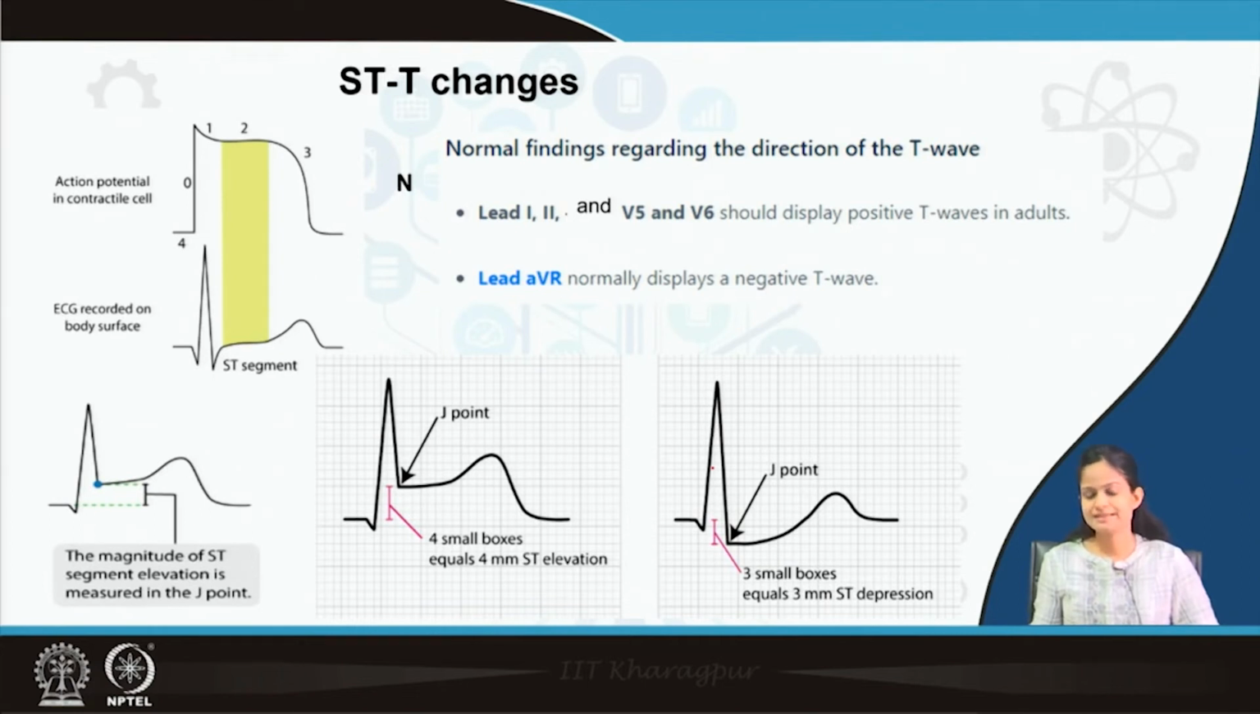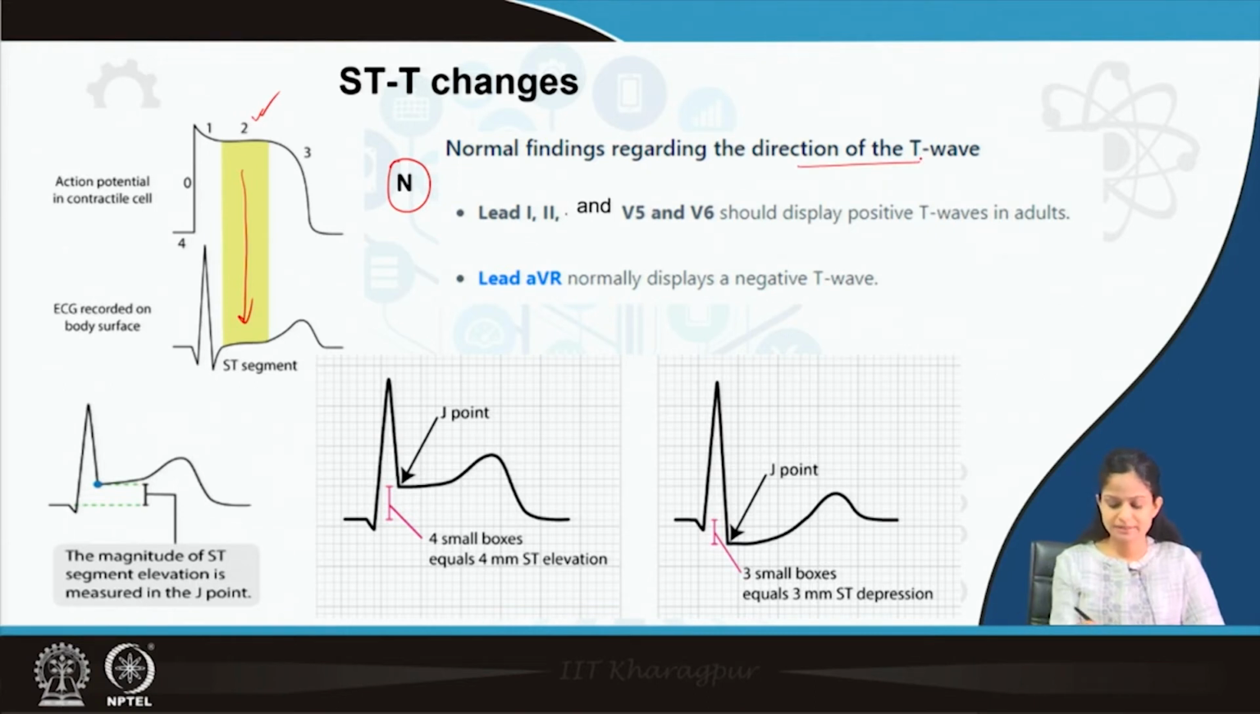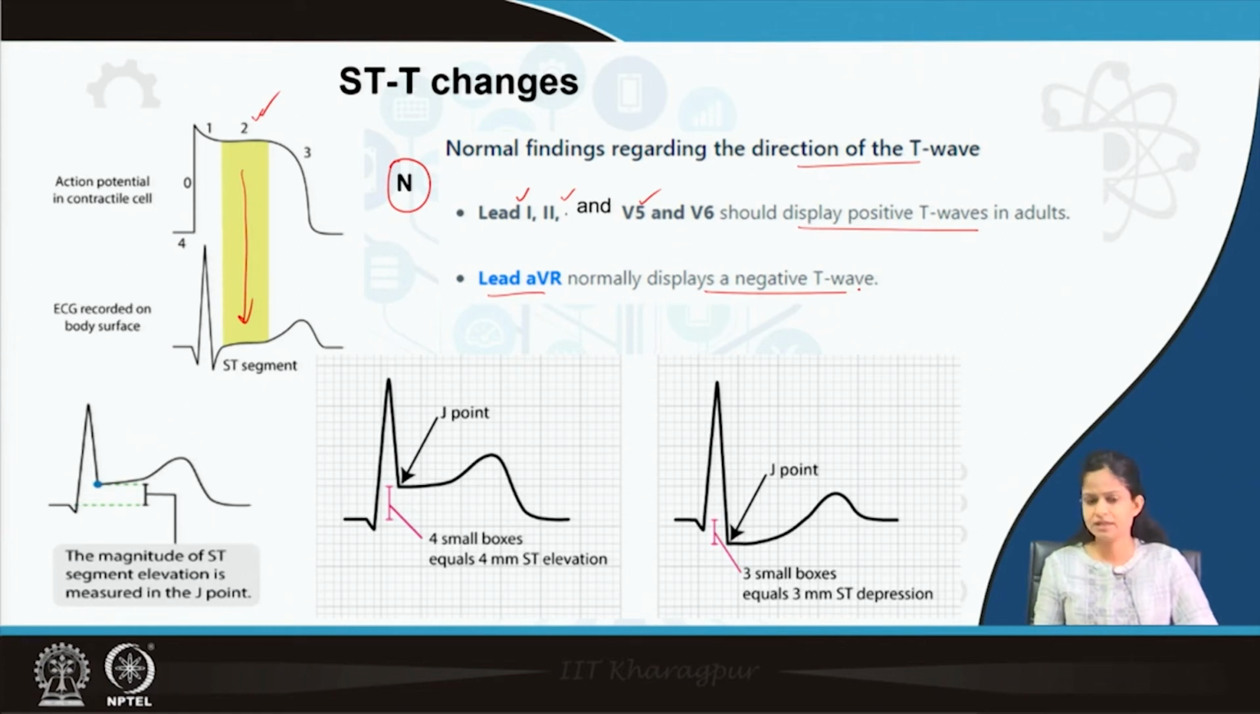Now, we will see what changes we see in the ECG, that is the ST and T changes. Normally, ST changes reflect the plateau phase of the action potential in the contractile cell. Some abnormality in the plateau phase causes the disturbance in the ST segment. For the normal T wave findings, you must remember that lead 1, lead 2, V5 and V6 should display positive T waves, and lead AVR should display a negative T wave. Usually the inferior and lateral leads display positive T waves.